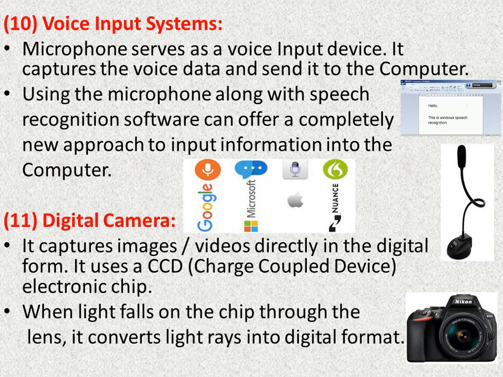It captures images or videos directly in the digital form. It uses a CCD, that is a charge coupled device, electronic chip. When light falls on the chip through the lens, it converts light rays into digital format. A digital camera captures photographs in digital memory. It is now incorporated into mobile devices like smartphones, and it can be used for video telephony like video calls and directly edit and upload images to others.